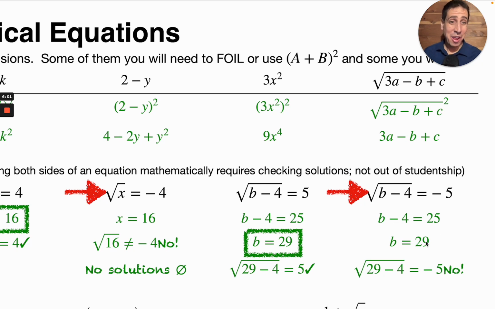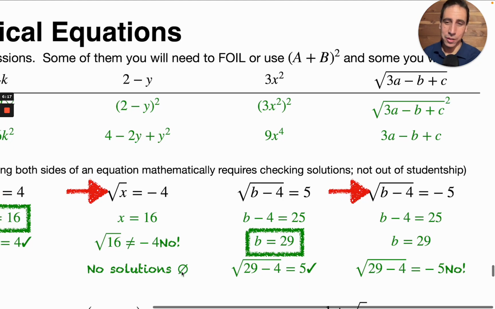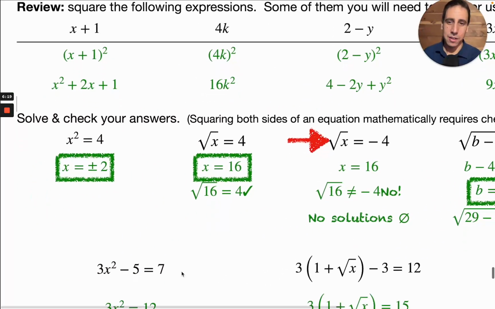Is that an answer? No, it isn't. Because 29 minus 4 is 25. And you take the square root of 25, you get 5. You don't get negative 5. So there are no solutions to this. Oh, the symbol for no solutions is right here, if you're the kind of person who likes to write symbols and not words.